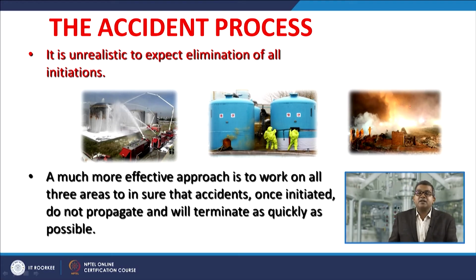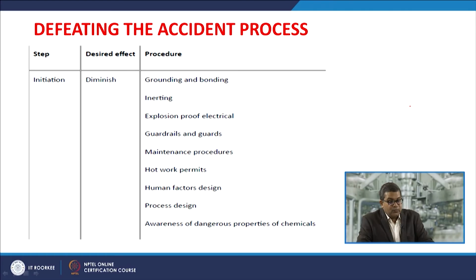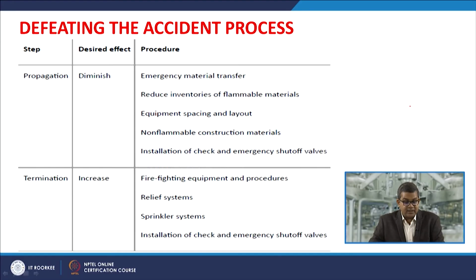Now it is unrealistic to expect elimination of all initiation. It is practically impossible if you are dealing in any kind of chemical plant. A much more effective approach is to work on all these areas to ensure that an accident once initiated does not propagate and will terminate as quickly as possible. Now there are various tools to defeat accident process initiation. These are the various procedures listed there, like grounding, bonding, inerting, explosion-proof electrical appliances, etc.